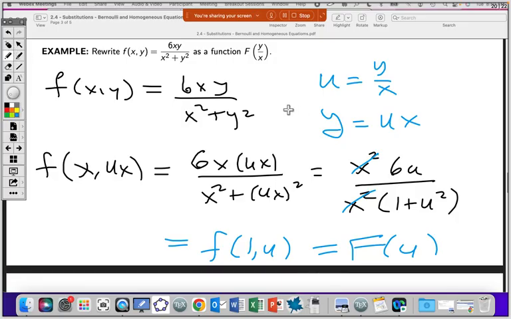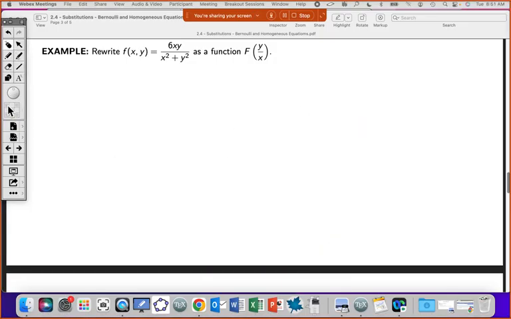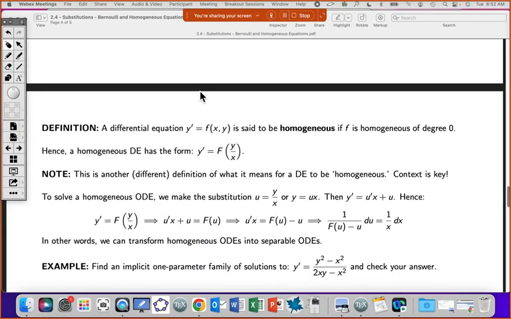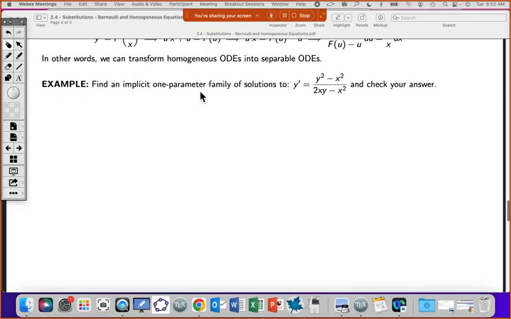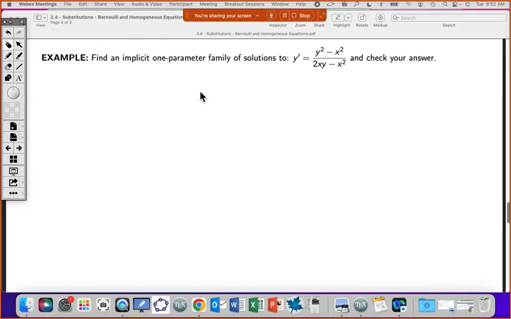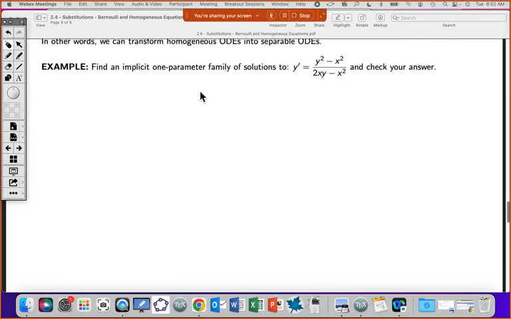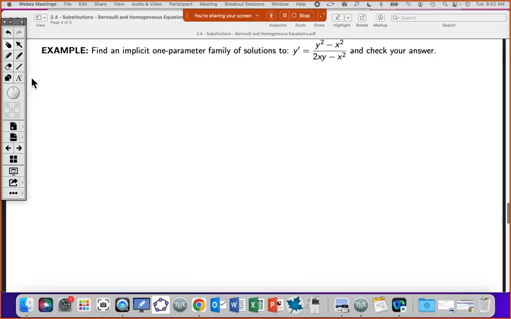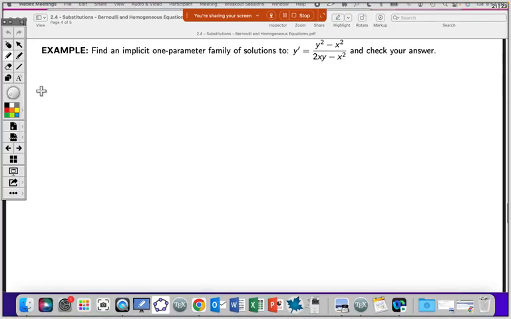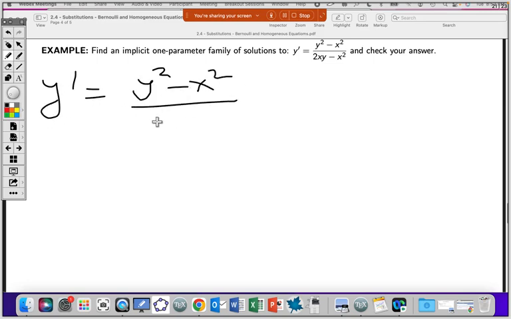All right, so the claim is, in general, this is going to take an equation that's not separable and make it separable. So I think with the time left, we should be able to solve this one, and tomorrow we'll pick up and prove that this method works in general. But let's take a look at this example here. We've got y prime is y squared minus x squared over 2xy minus x squared.